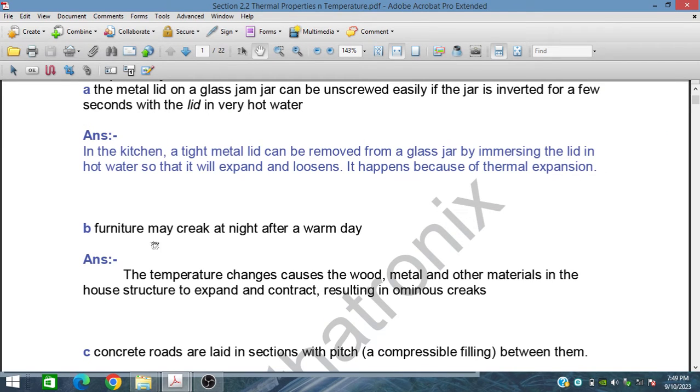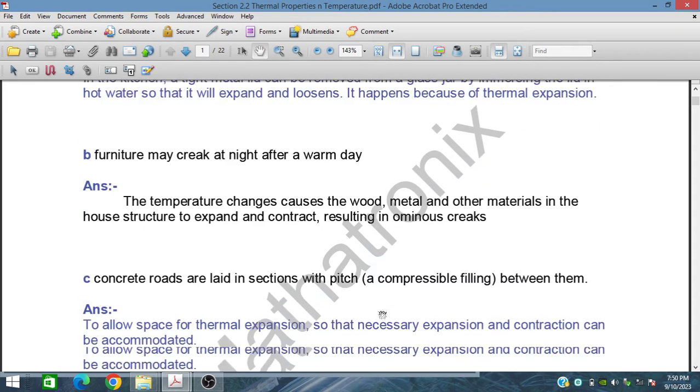Part B, the furniture may creak at night after a warm day. The temperature changes cause the wood, metal and other material in a house structure to expand and contract, resulting in ominous creaks. This happens because of temperature variations. This phenomenon occurs because of temperature variation, expansion and contraction of the material.